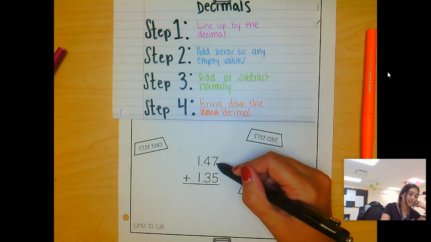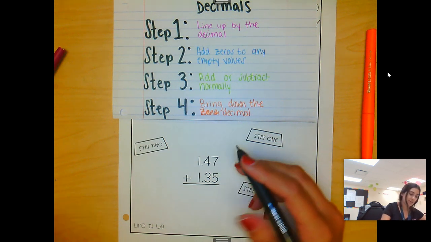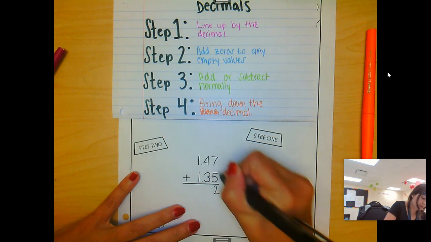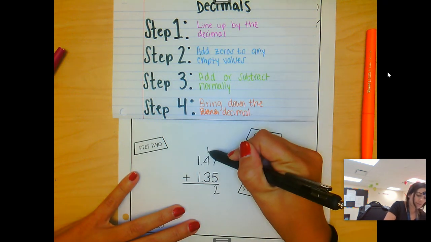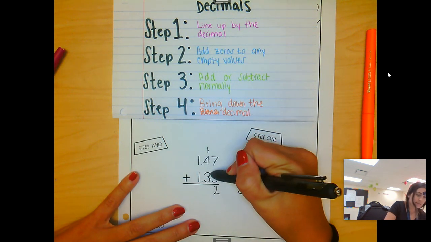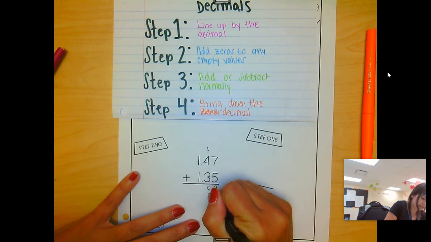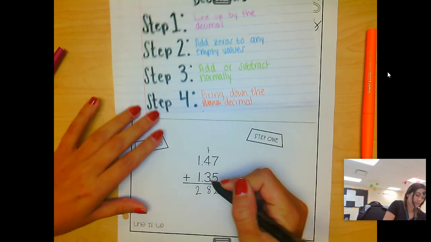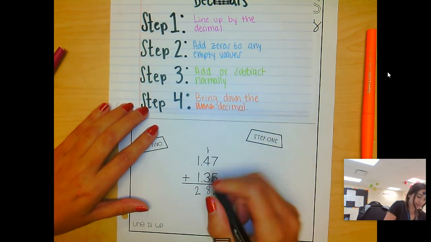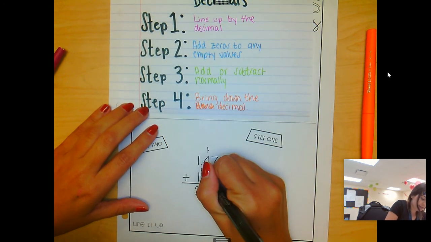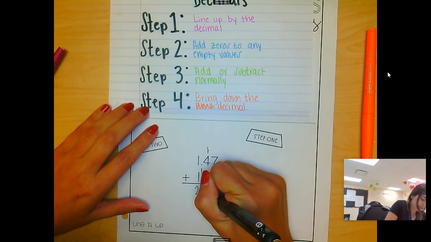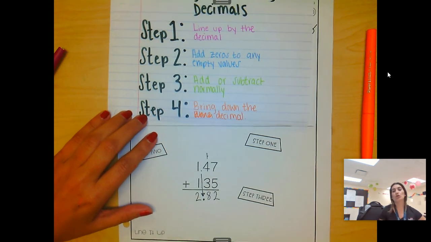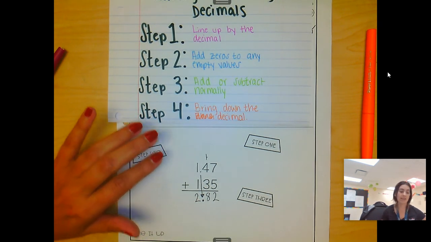Step 3 is to add or subtract normally. So 7 plus 5 is 12. Regroup our 1. 4 plus 1 is 5, plus 3 is 8. 1 and 1 is 2. And then remember, our last step is to bring down the decimal. So we're just going to make like an arrow. That way you know it's going to go right there. So it'd be 2 and 82 hundredths.